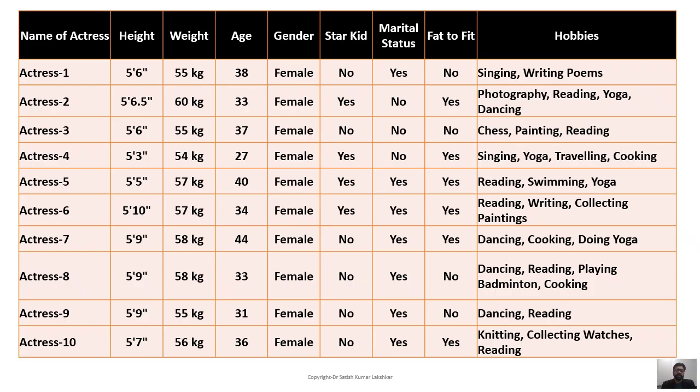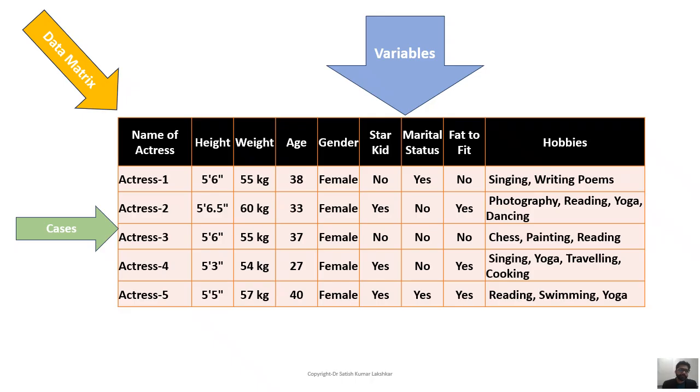So now there is a table. What is this depicting? This is depicting some data or information about these actresses that we are trying to study. Now, how will this give us meaningful information? What is the conclusion? If we have prepared a table and collected some data, as I mentioned in the previous slide also, now you can see there are nine parameters on the top row: name of actors, height, weight, age, gender, star kid, marital status, fat to fit, hobbies.